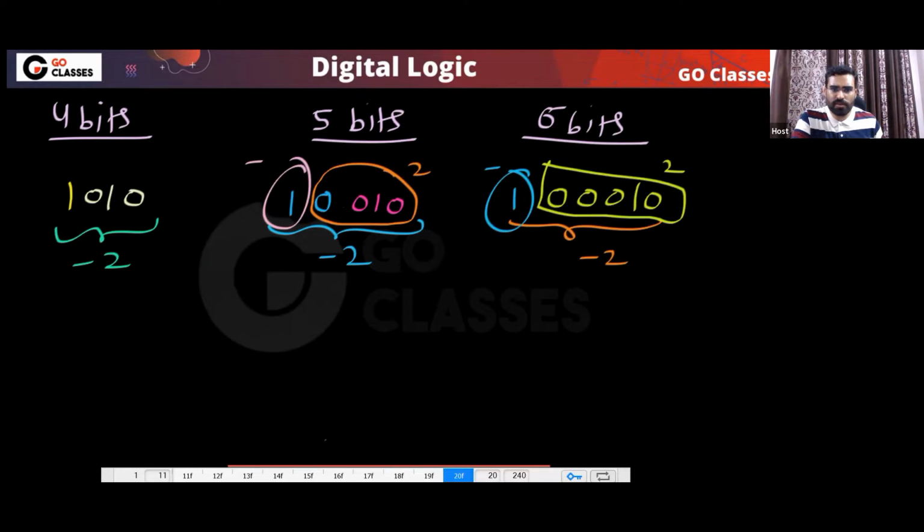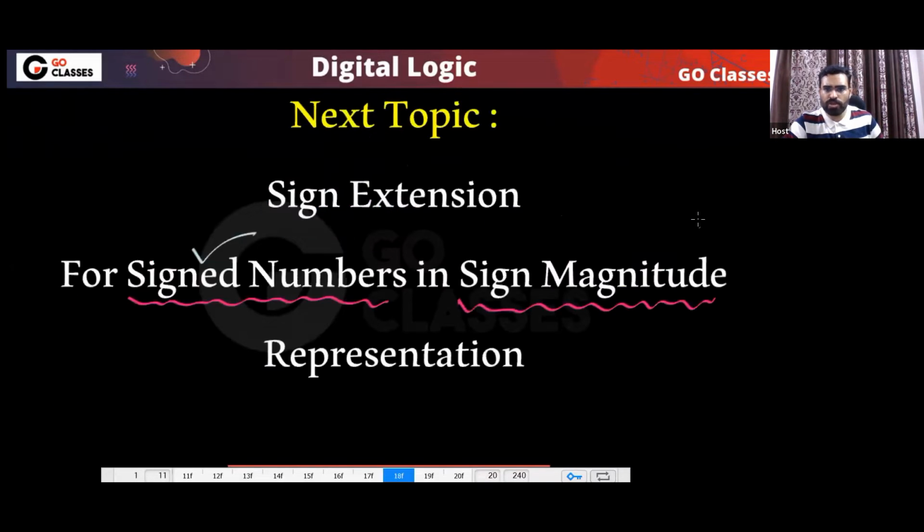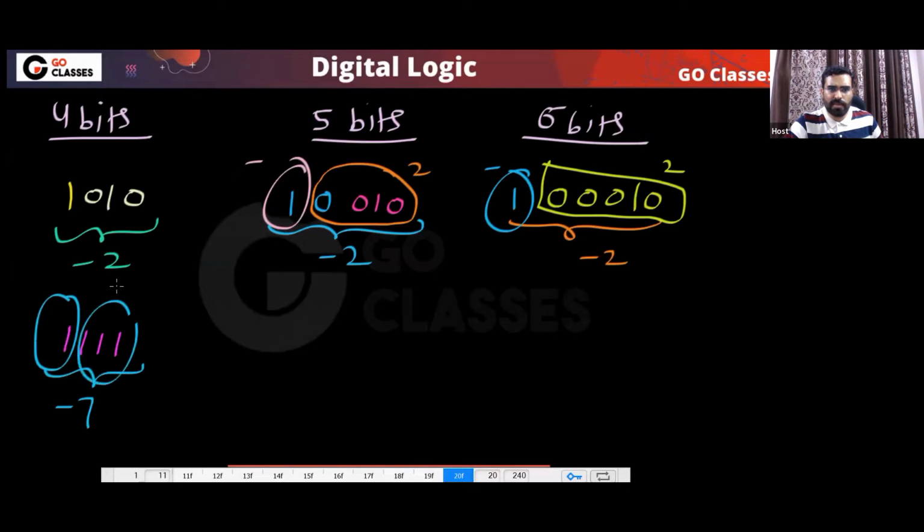This concept is very simple. If you have any number in 4 bits, like 1 1 1 1, what is this data? This is minus and this is 7. So this data is minus 7, because I am talking about sign magnitude representation. This is the sign and this is the magnitude.